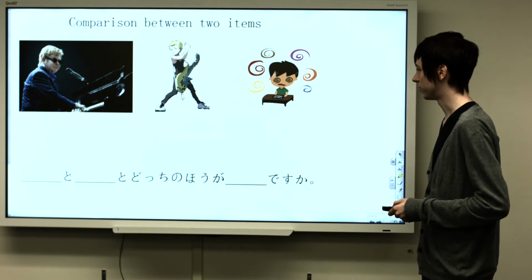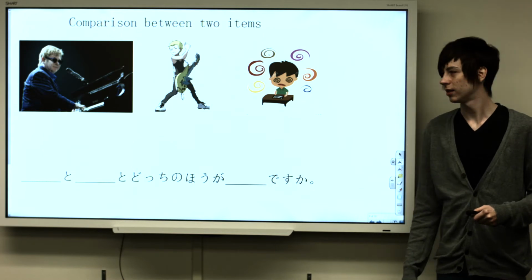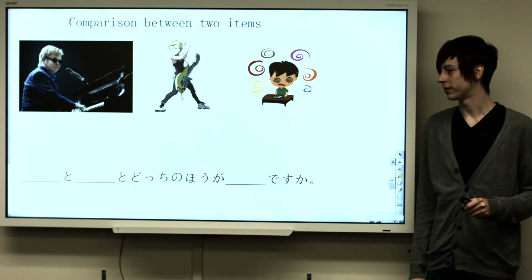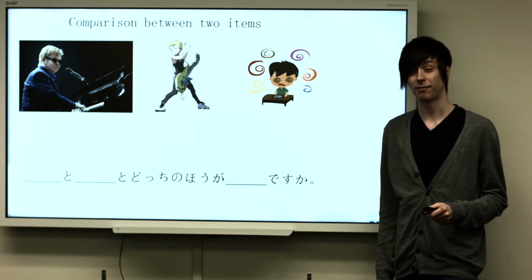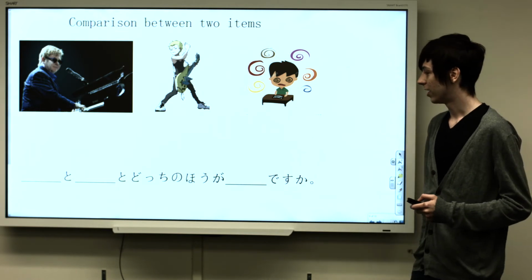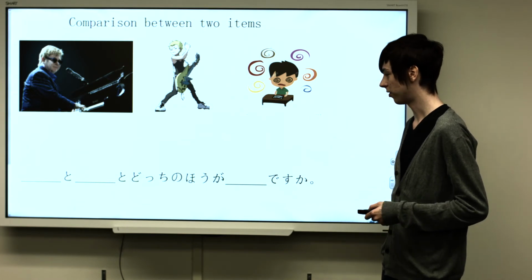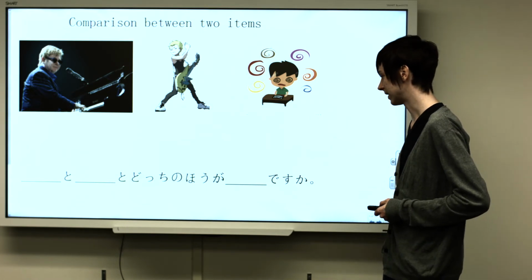Okay, let's put what we learned to work. So let's look at these three pictures here. If you're a little confused, just try to look at your vocabulary list for this chapter. And then let's look at the sentence structure at the bottom. Nani nani to, nani nani to. Dochi no hou ga nani desu ka?